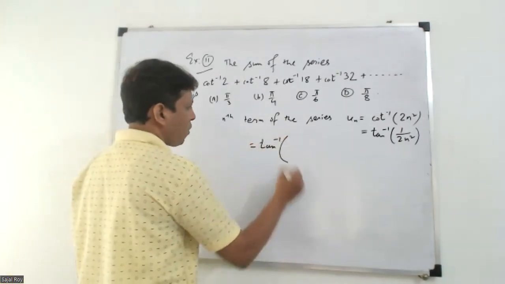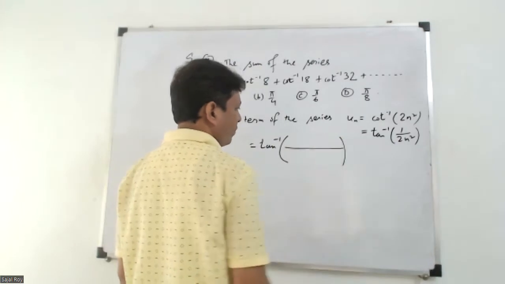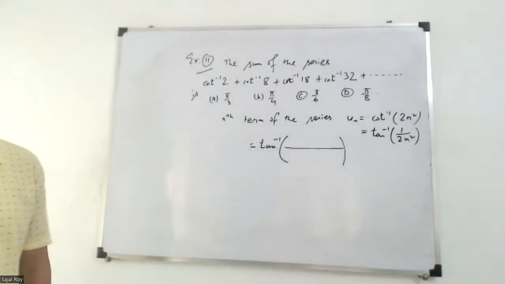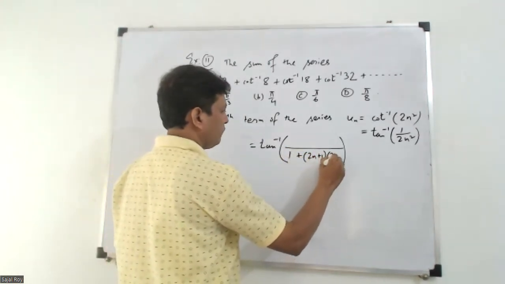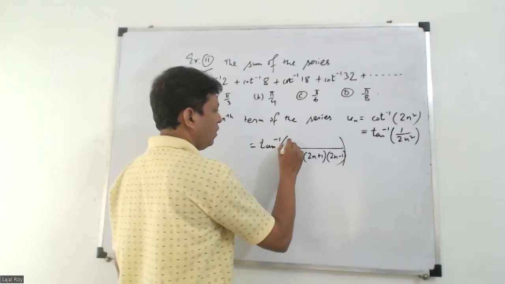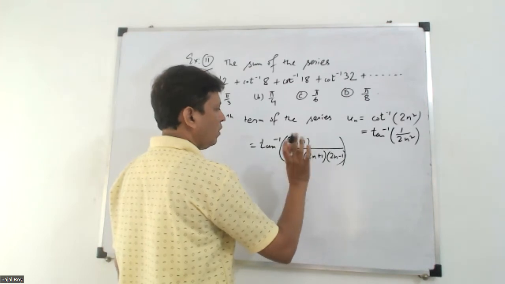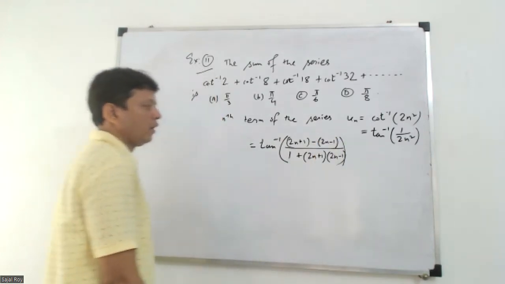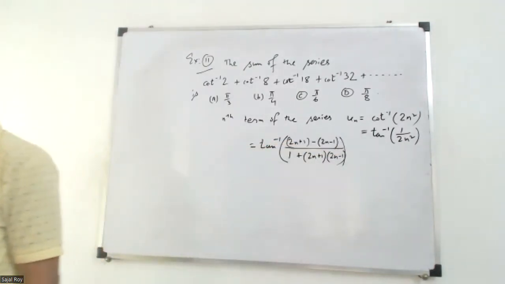Now how will you split? Splitting. Numerator you are having 2 and you have 4, so it's going to be 2n squared. Check.